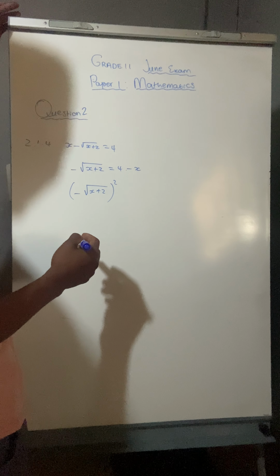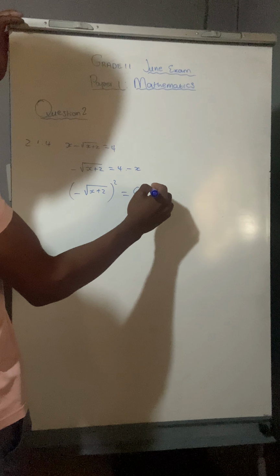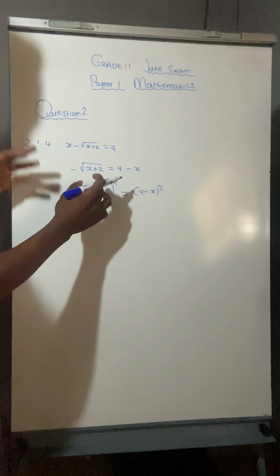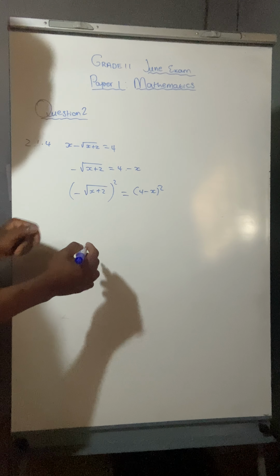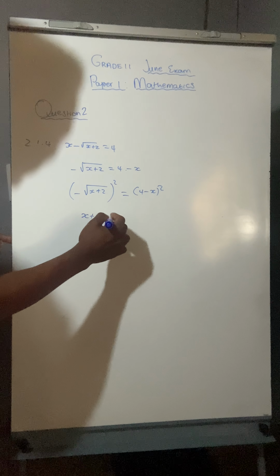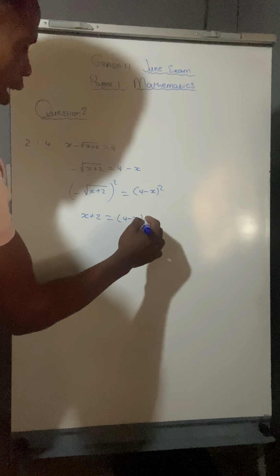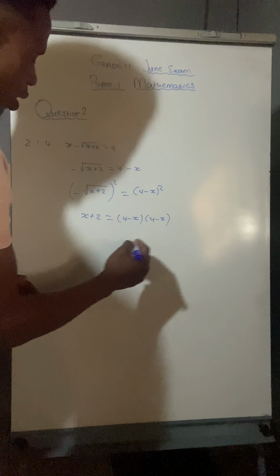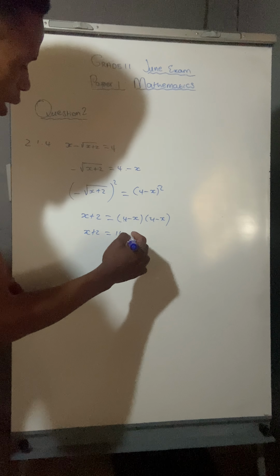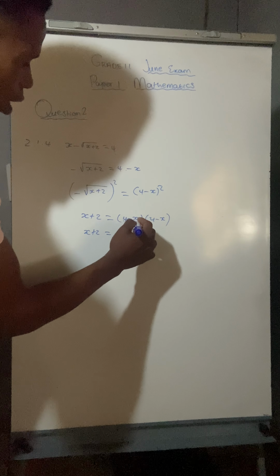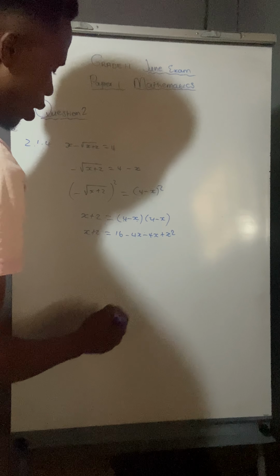As we square both sides, guys, what will happen? We also square the right side. So this square will remove the root. You're going to have x plus 2 equals, then you expand on the right side, 4 minus x and 4 minus x. So x plus 2 equals 4 multiplied by 4, it's 16, and 4 multiplied by negative x, it's negative 4x, negative x multiplied by 4 is minus 4x, and x multiplied by x is positive x squared.